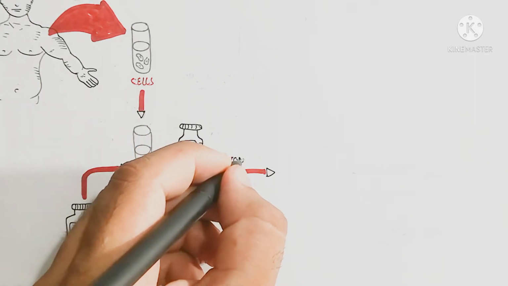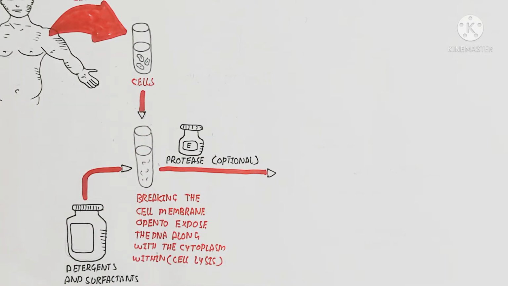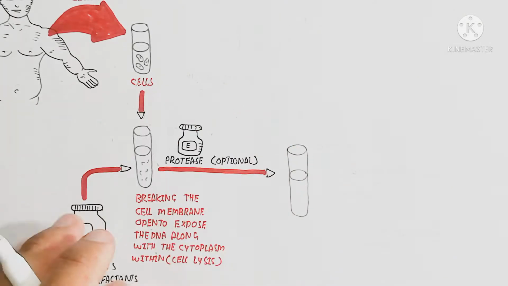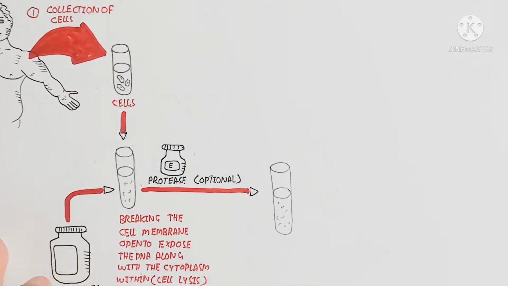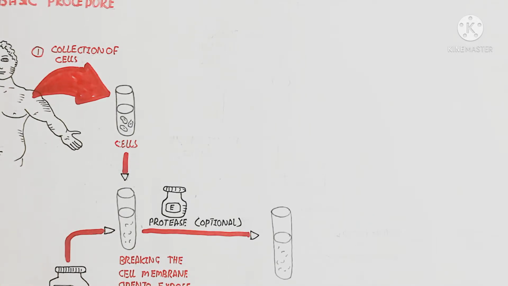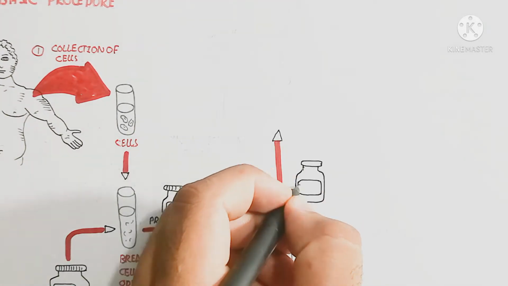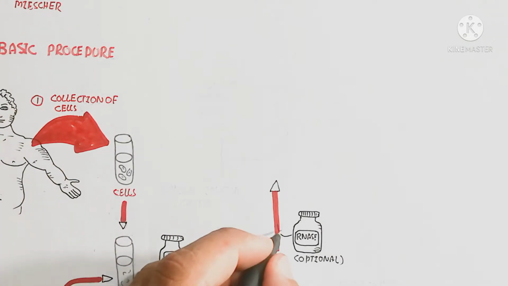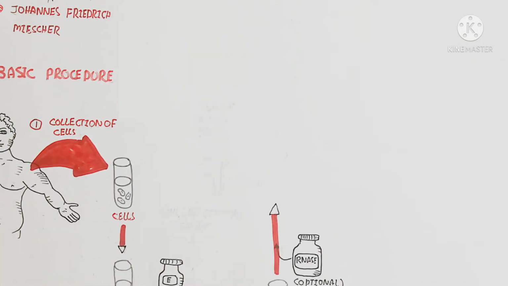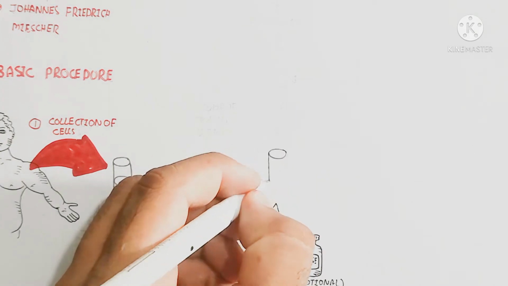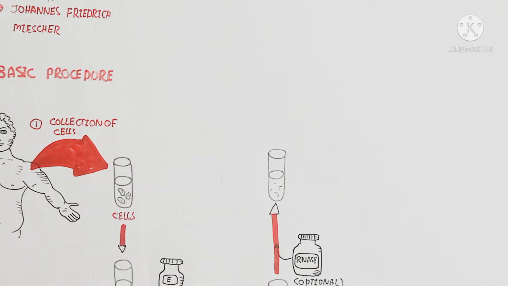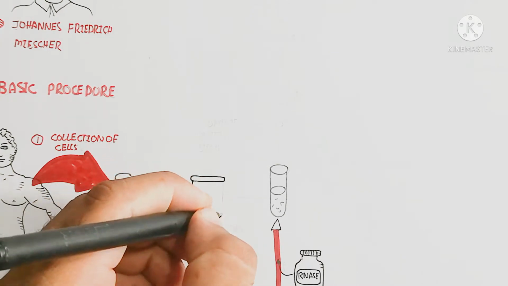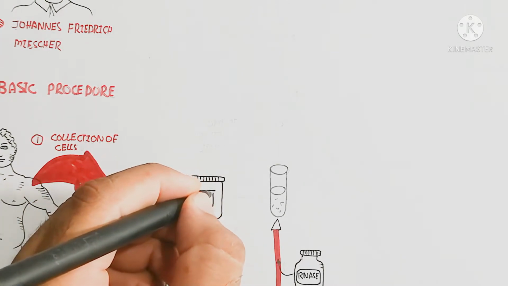The protease enzyme is optional and is used to degrade the protein, that is denaturation or digestion of the protein. After the digestion of protein, a protein-containing solution will be obtained. Optionally, RNase is used for the breakdown of the RNA to obtain pure quality DNA of the desired trait.